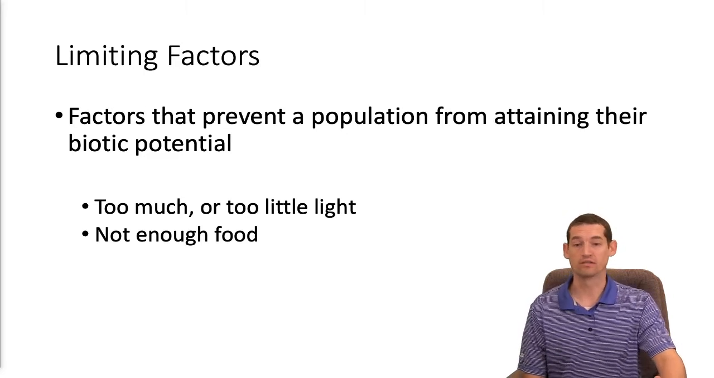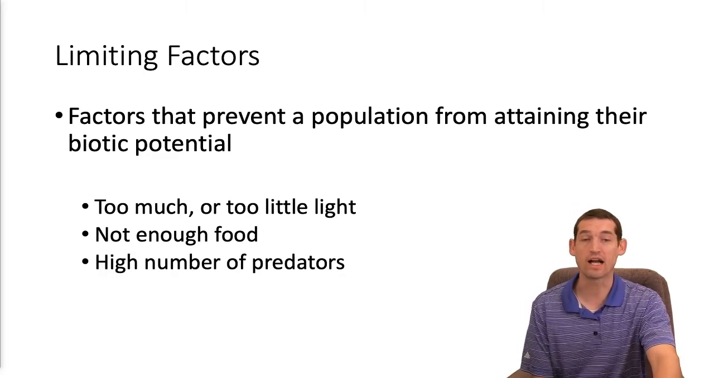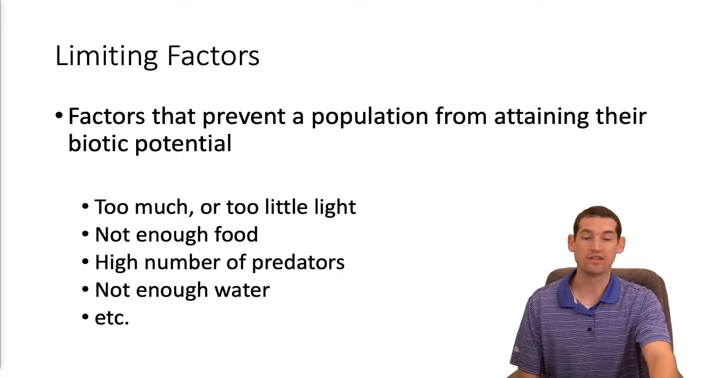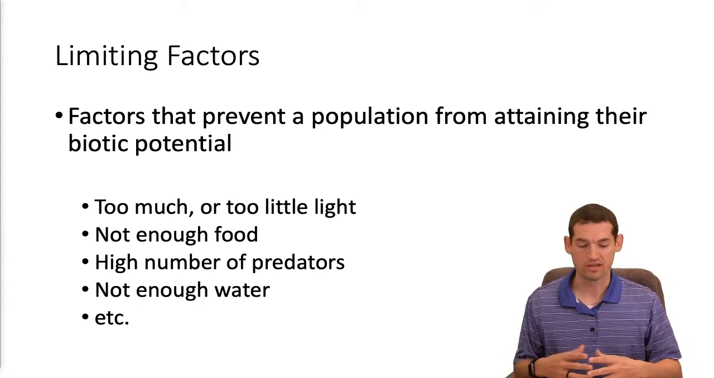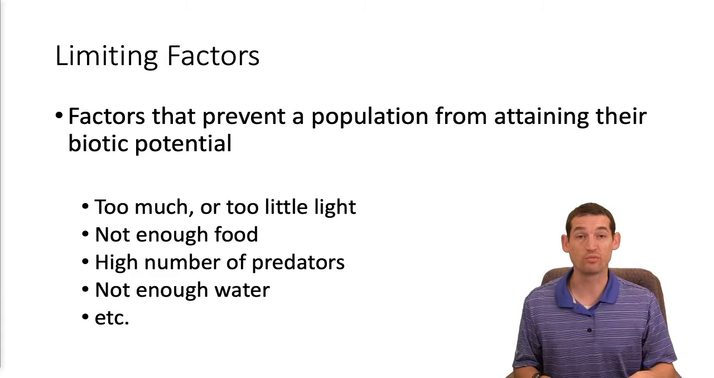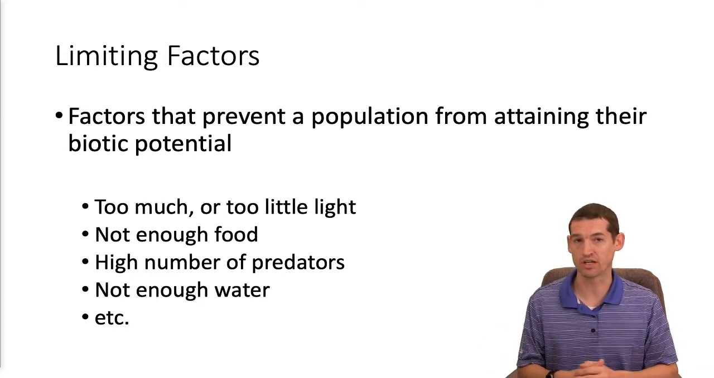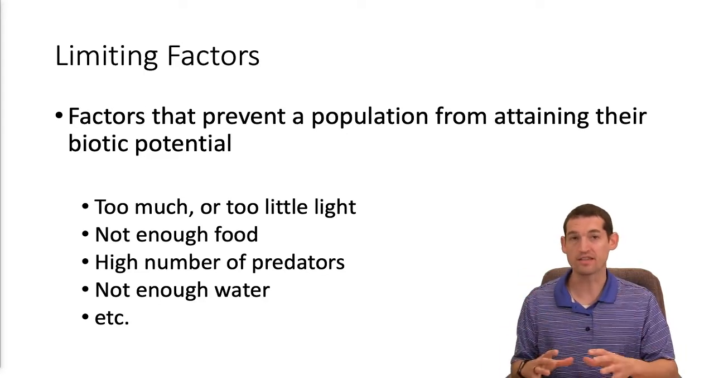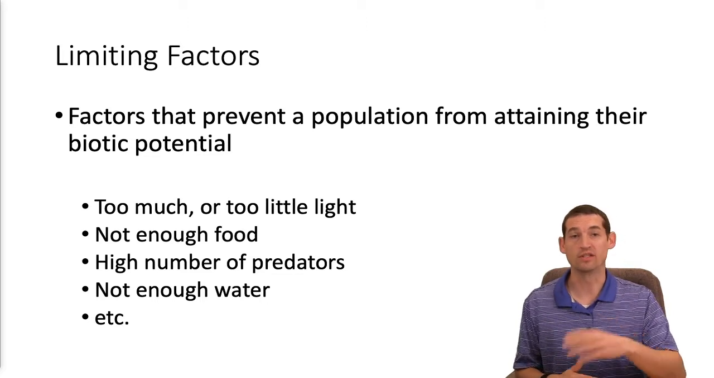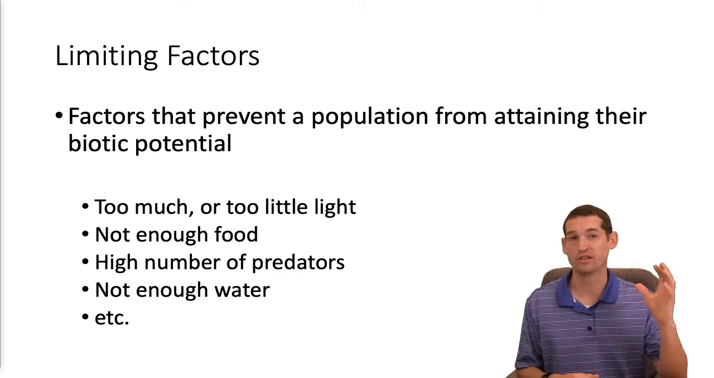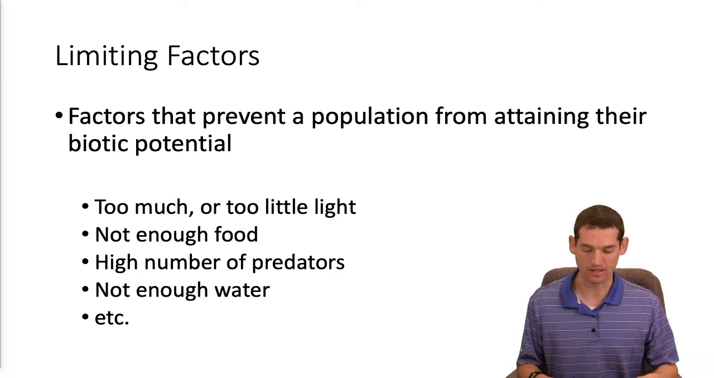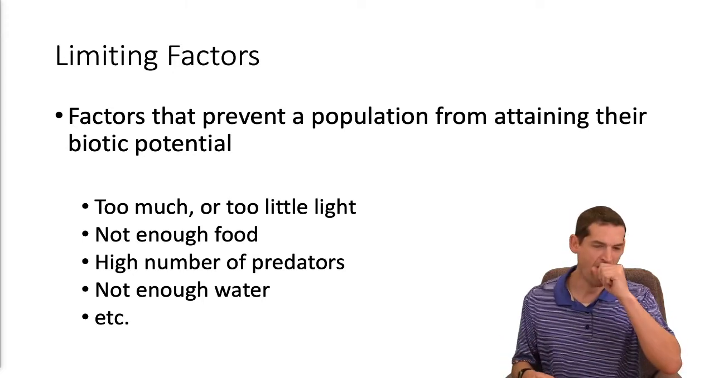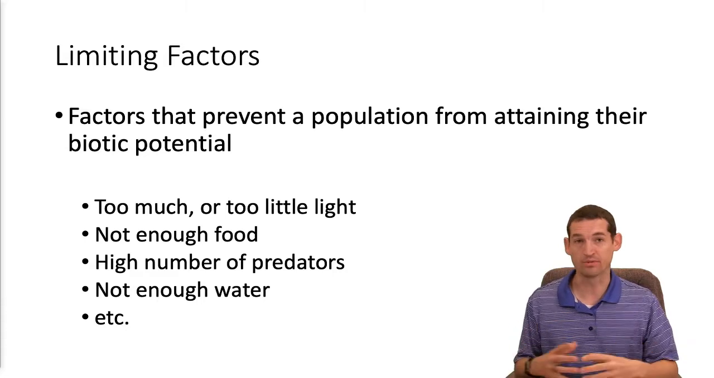It could be something like not enough food, or a high number of predators that keeps the population down. Maybe not enough water. And this list could go on and on. Really, these limits could be anything that keeps them from reaching their biotic potential. So when you combine those four factors of biotic potential we talked about, anything that limits their survival, limits their reproduction, or limits their lifespan would be considered limiting factors that are going to keep them from reaching their maximum biotic potential.